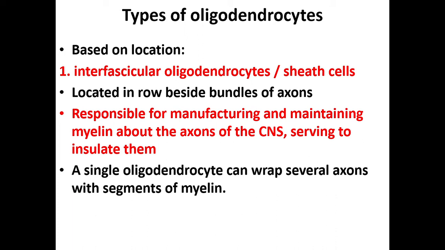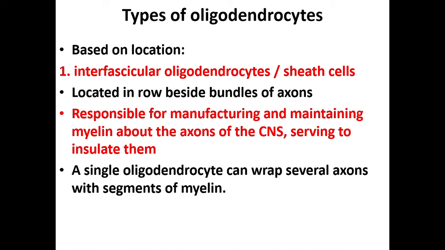The oligodendrocytes are classified based on location. The first one is the interfascicular oligodendrocytes or sheath cells. They are located in rows beside bundles of axons, and they are responsible for manufacturing and maintaining the myelin about the axon of the CNS. Take note, axons of the CNS, serving to insulate them.